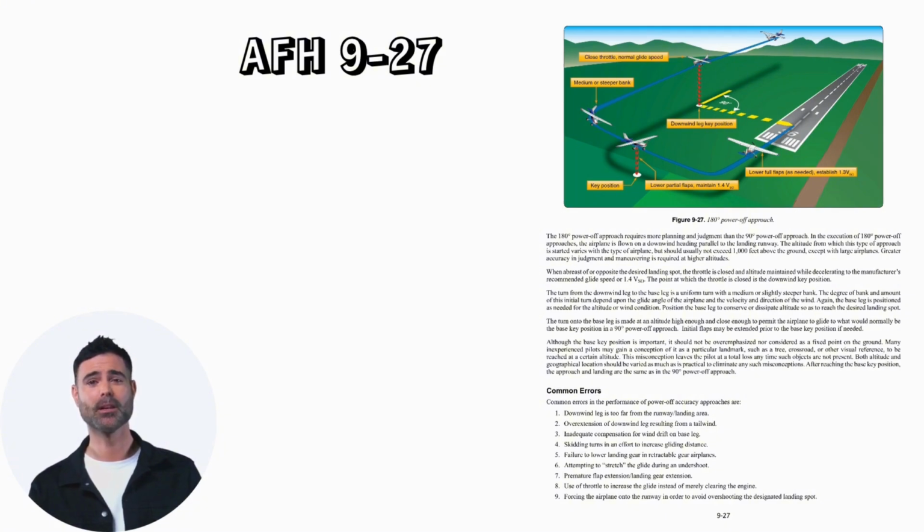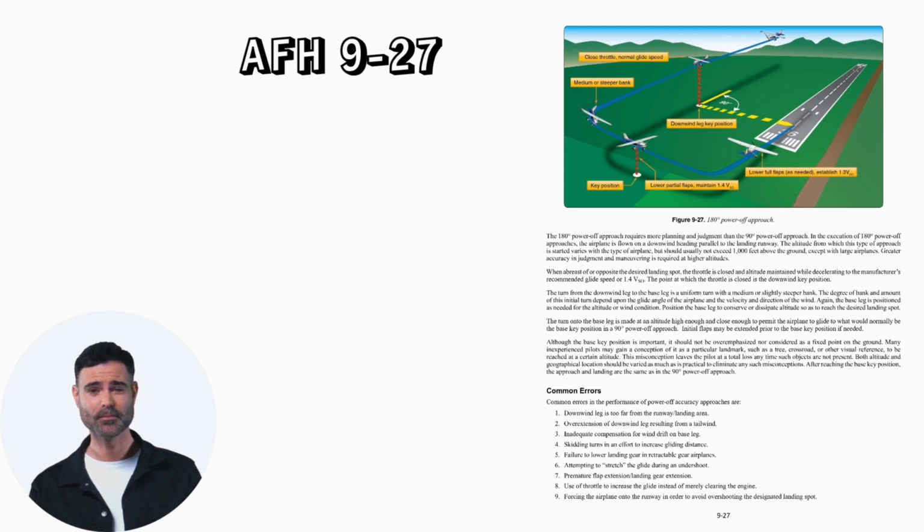Although the base key position is important, it should not be overemphasized nor considered as a fixed point on the ground. Many inexperienced pilots may gain a conception of it as a particular landmark, such as a tree, crossroad, or other visual reference, to be reached at a certain altitude. This misconception leaves the pilot at a total loss any time such objects are not present. Both altitude and geographical location should be varied as much as is practical to eliminate any such misconceptions. After reaching the base key position, the approach and landing are the same as in the 90-degree power-off approach.